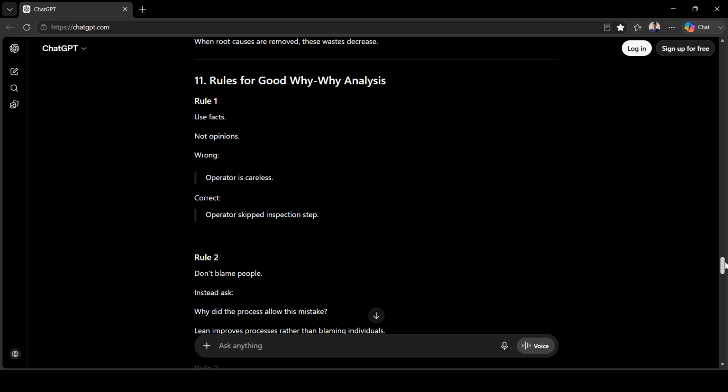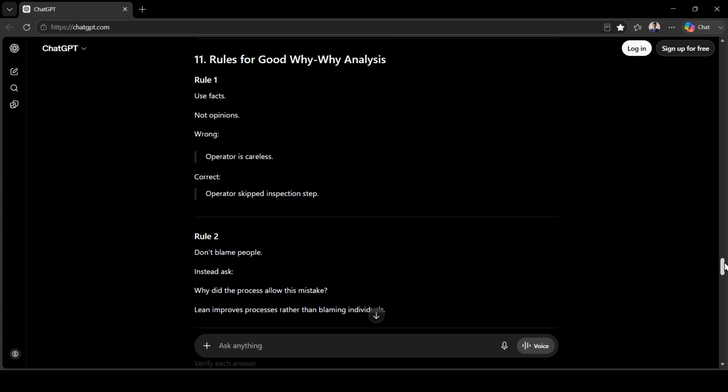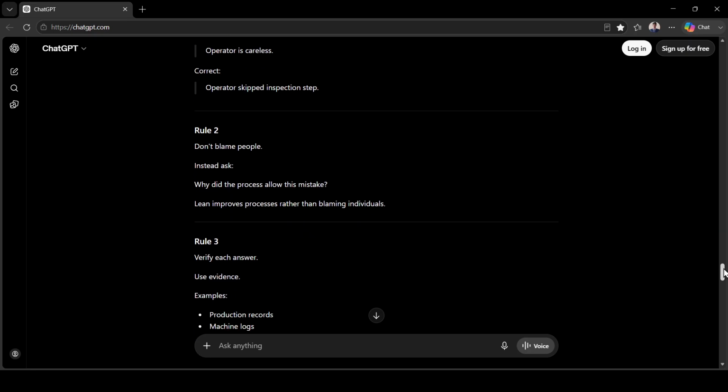Then 11th, rules for good Why-Why analysis. Rule 1, use facts, not opinions. Wrong: operator is careless. Correct: operator skipped inspection step. Rule 2, don't blame people. Instead, ask why did the process allow this mistake? Lean improves the process rather than blaming the individual.